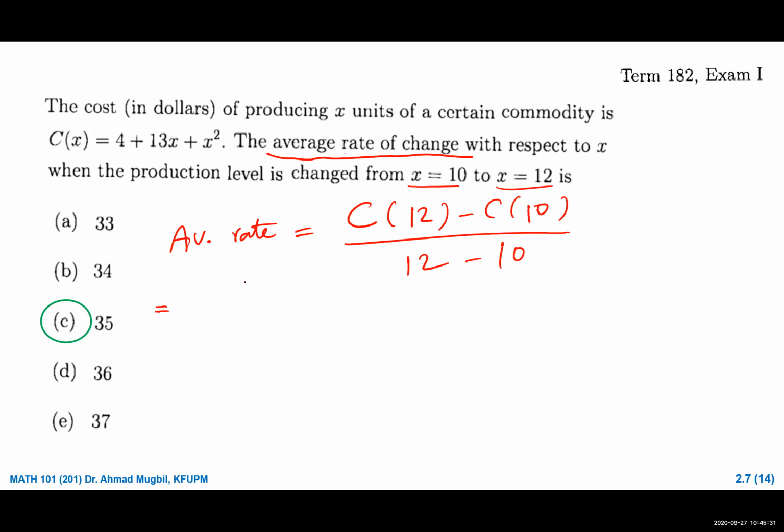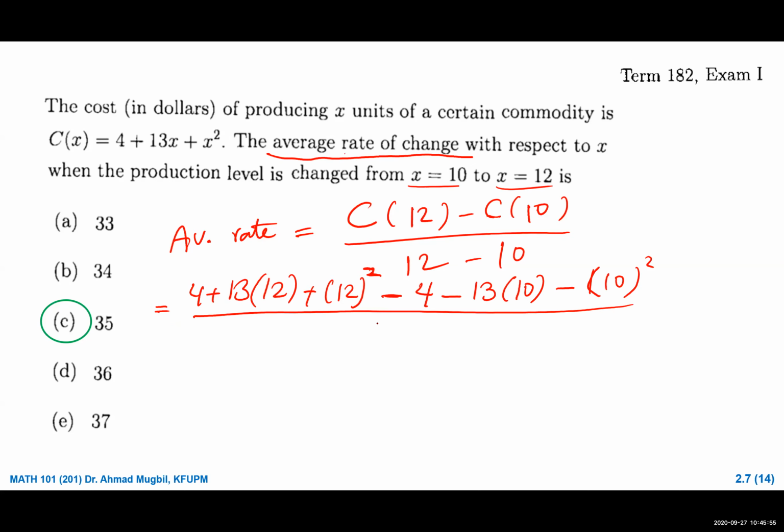You need to use algebra. So now C of 12 is 4 plus 13 times 12, don't multiply, plus 12 squared, don't expand, minus C at 10. At x equals 10, it will be negative 4, negative 13 times 10, negative 10 squared. You can do it easily, of course. Let me show you how to use algebra in this case. 12 minus 10 is 2.